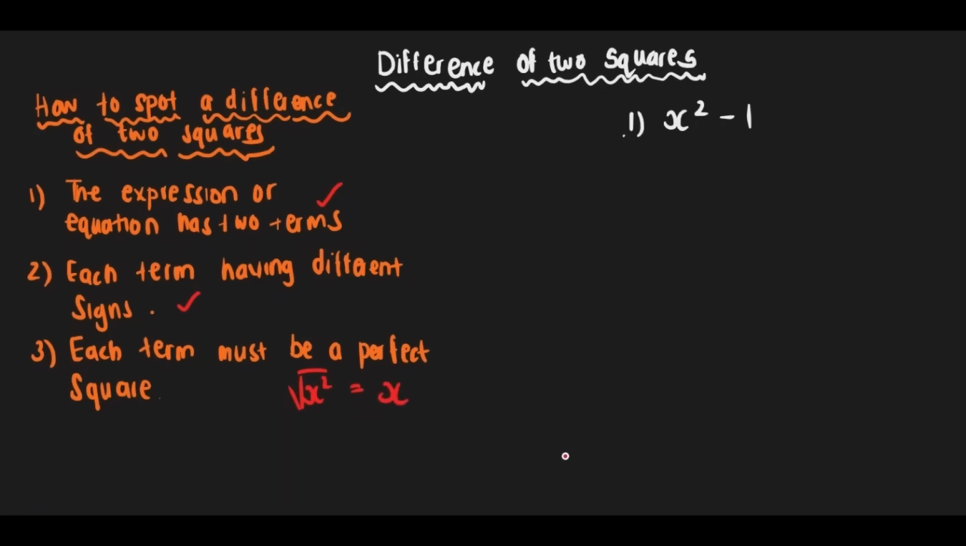So x squared is a perfect square. Then the second one is 1, and the square root of 1 is going to give you 1. So 1 is a perfect square. So each term is a perfect square. So this condition is satisfied.